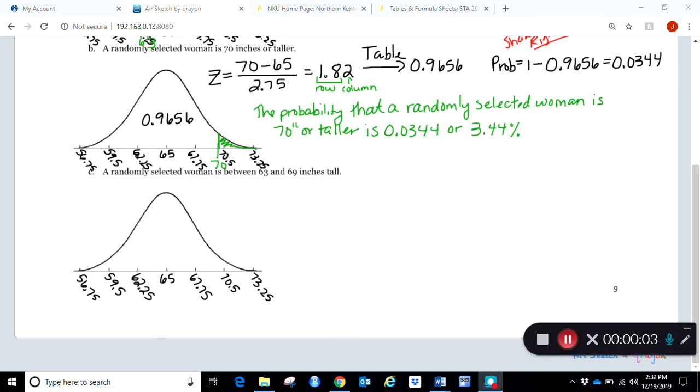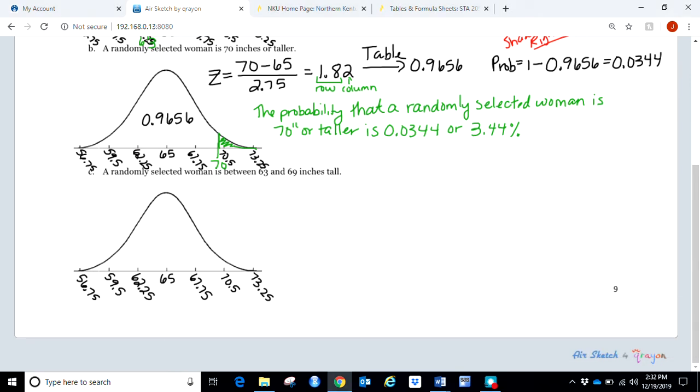In this video, we're going to do part C of this problem. I've already started by putting my same scale on this picture because I haven't changed my setup. This time we're asked to find the probability a randomly selected woman is between 63 and 69 inches tall. So this time we have two numbers that show up in the problem. 63 is between the 62 and a quarter and 65, roughly about there. And 69 is between this 67.75 and 70.5.